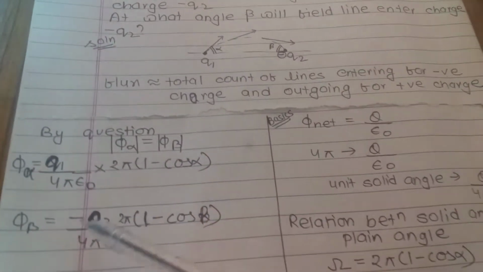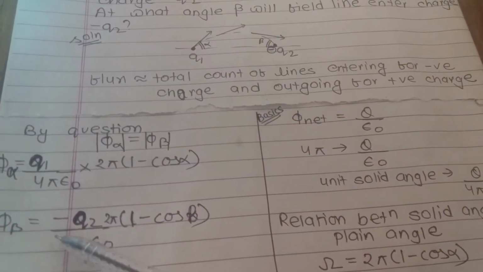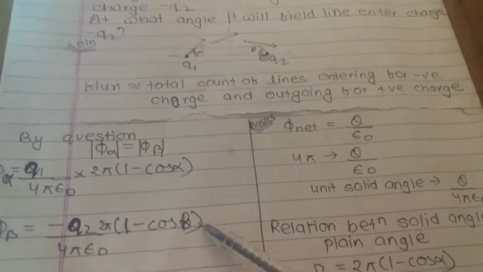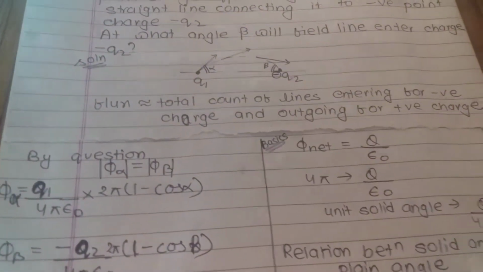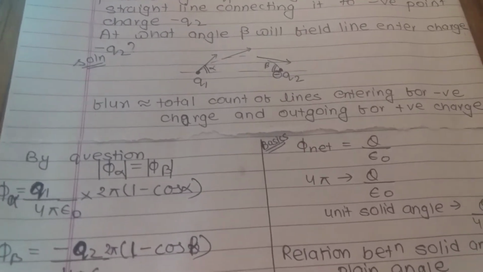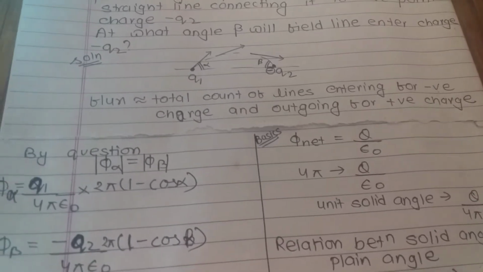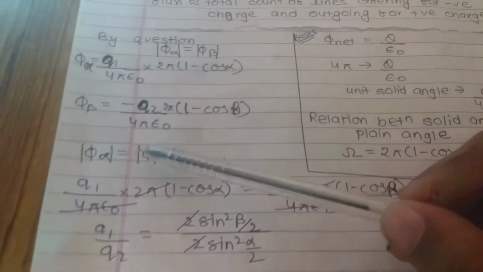Fine. Now similarly I can write the flux that is entering minus Q2 by a similar process. There is an angle beta and there is minus Q2. Since I've said that the number of lines exiting at an angle alpha will be equal to the entering lines to minus Q2, we can put a modulus here to indicate the number and we can equate these two.